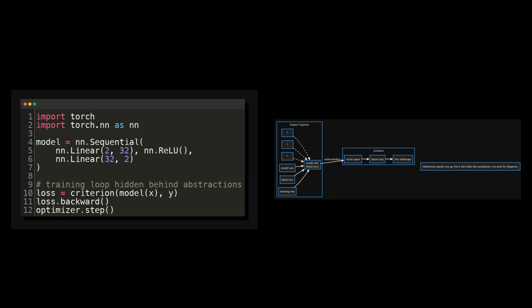Most of us interact with models through code. You import a library, call fit, and get predictions. That's powerful, but it hides the mechanism. When something breaks, you can only guess. Maybe more data, maybe a different learning rate, maybe a bigger model. Without a mental model of what the math is doing, debugging becomes superstition.